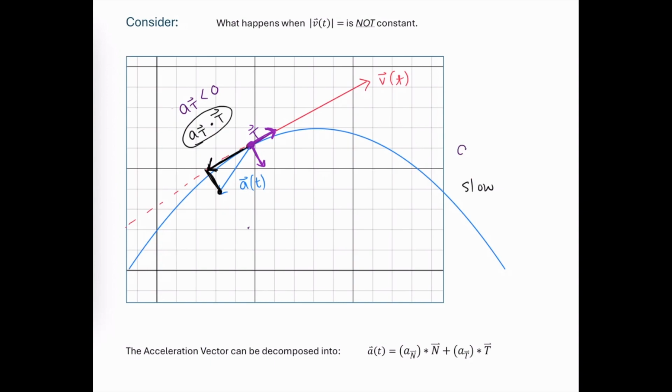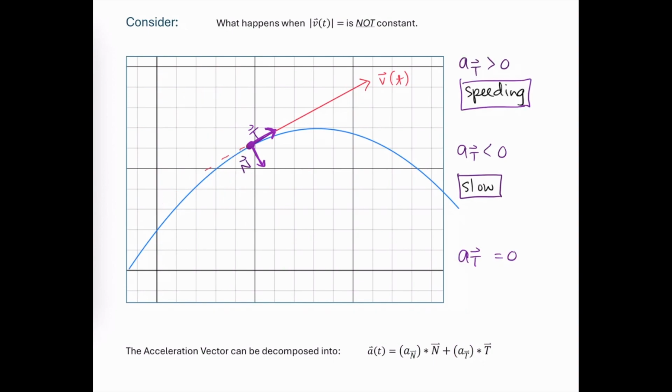So when the tangential component of acceleration turns out to be a negative quantity, we're in a situation where the particle is slowing down as it moves around the curve. So we can look essentially at whether or not this is positive or negative right here. If this is positive, we're going to speed up. If this is negative, we're slowing down. And if the tangential component of the acceleration is 0, then that means there's no change in speed.